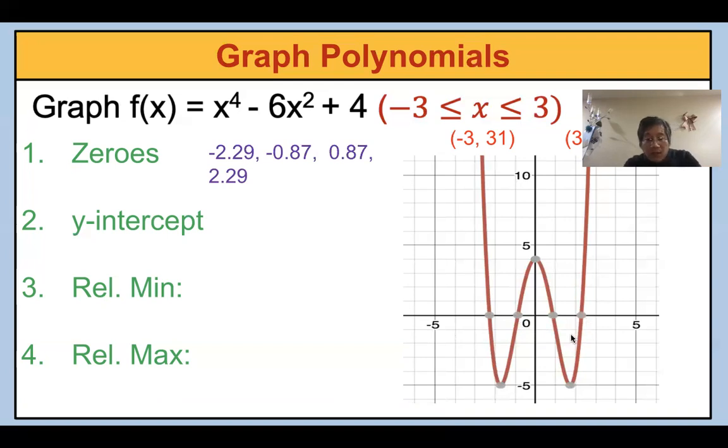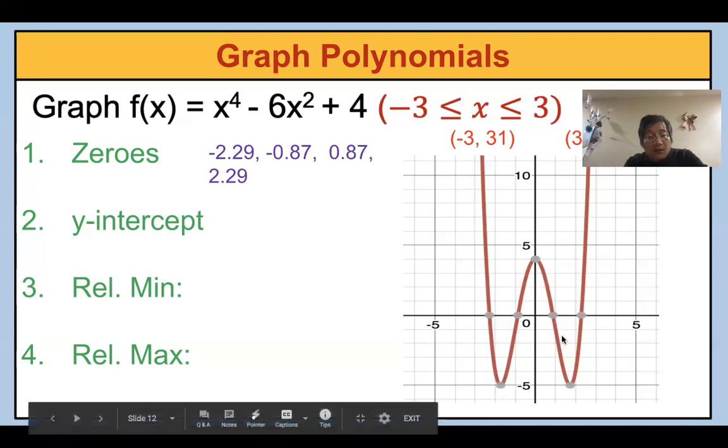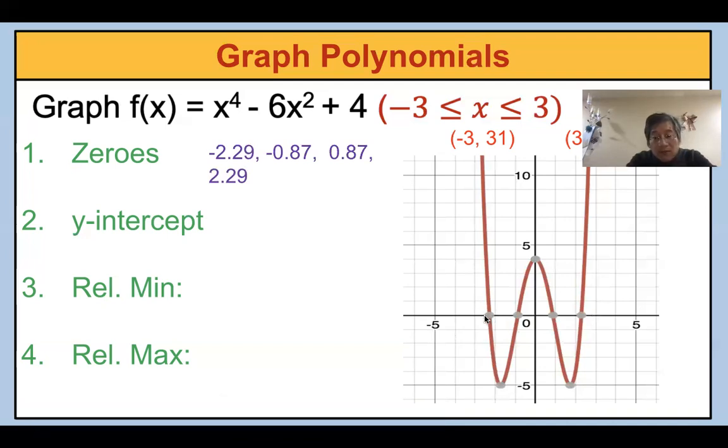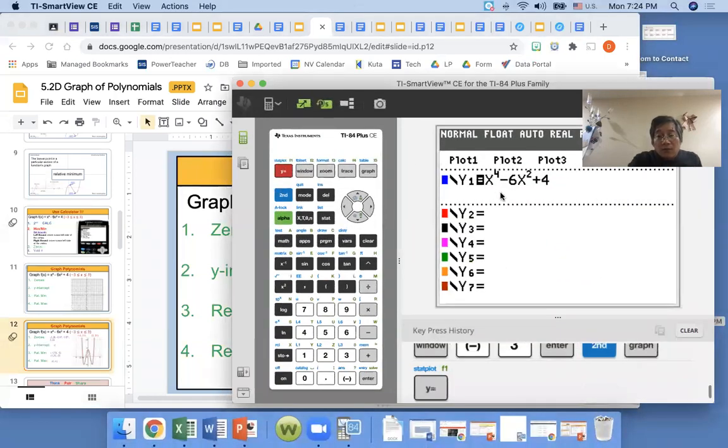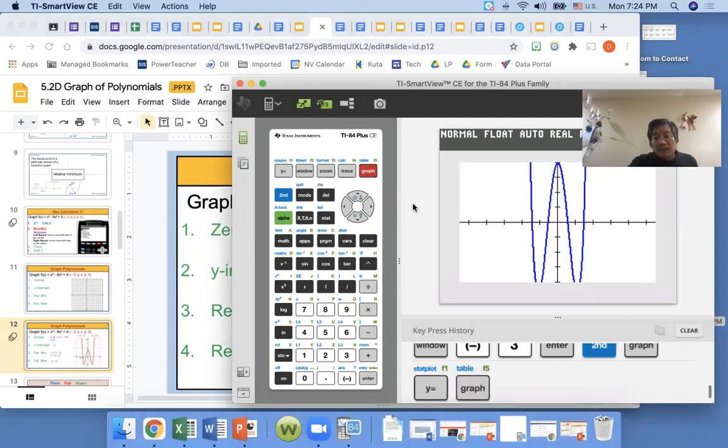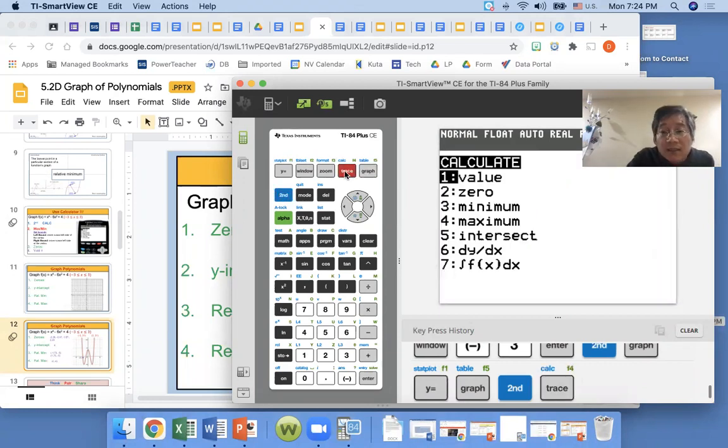But I will show you now how to get these 4 zeros, starting with the first one, all right? Let's do it together by using the calculator. So I'll open this. Now, you know how to put the function in the calculator, right? X to the fourth power minus 6x squared plus 4. And look at the graph. Yes. Now I'm going to find this zero. What's the first thing to do? Yes, second trace here, which is the calculation, second trace.